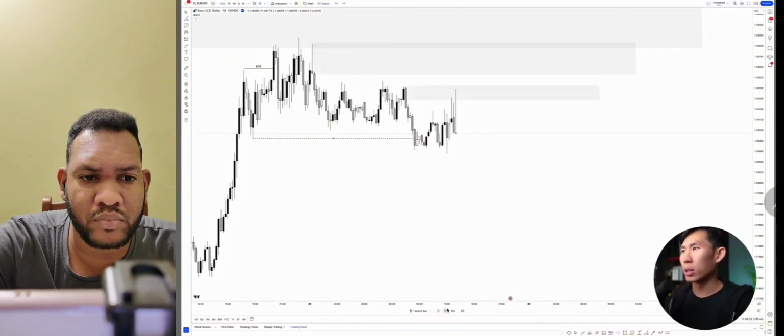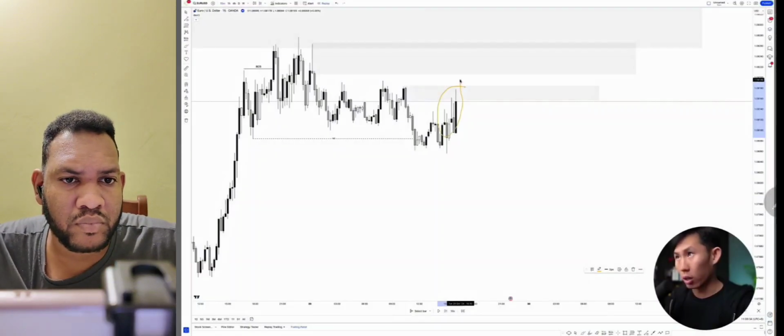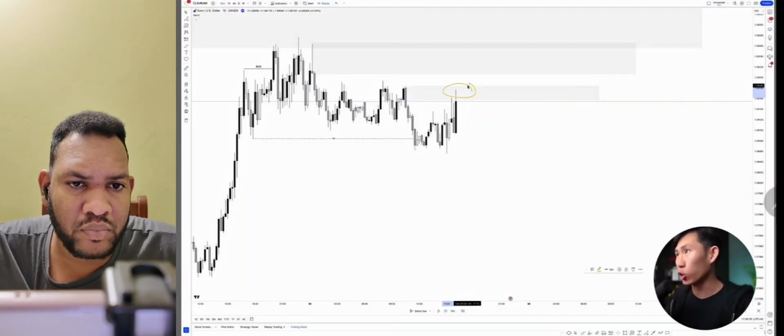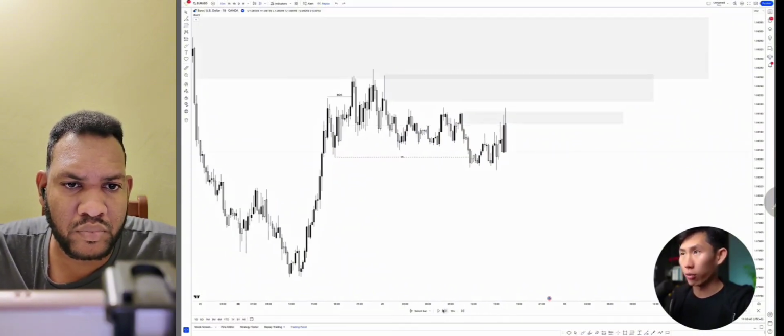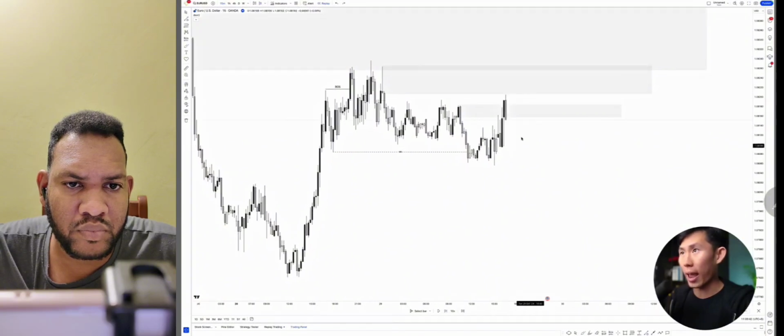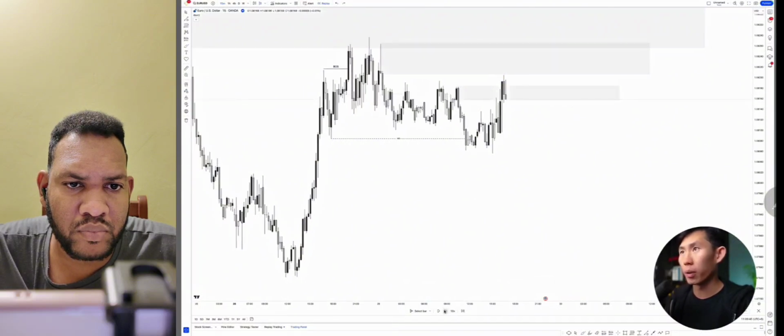Price eventually comes up into this zone right here. There's a chance that price is going to go down from this zone, but we still wait for extra confirmation. You can see price actually ended up going even further, all the way up here to our extreme order block that we have right here.